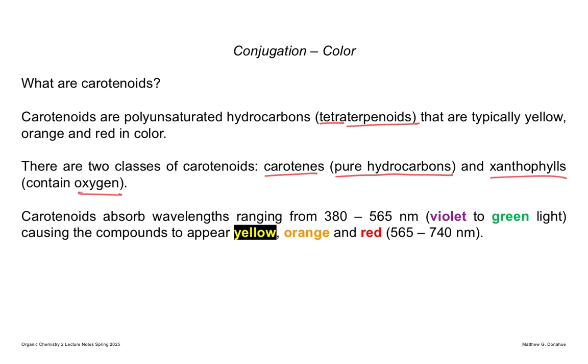Carotenoids absorb in wavelengths ranging from 380 to 565. Because they absorb there, they appear yellow, orange, and red in the complementary regions, 565 to 740, or just 800 to make it easy.